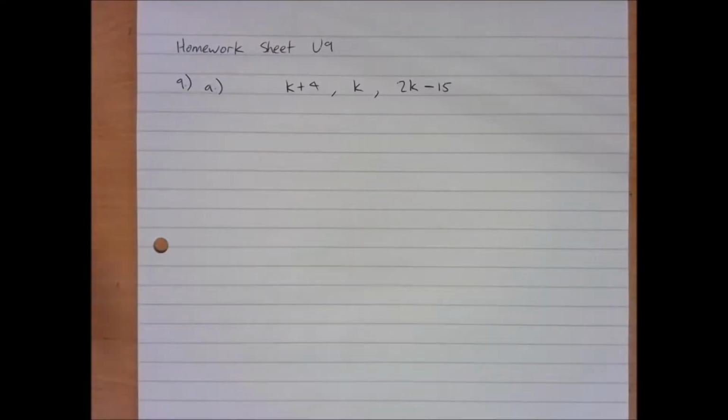Homework sheet U9, question 9. We're given the first three terms of a geometric sequence, k plus 4, k, and 2k minus 15, and we're asked to form a quadratic equation, k squared minus 7k minus 60 equals 0.